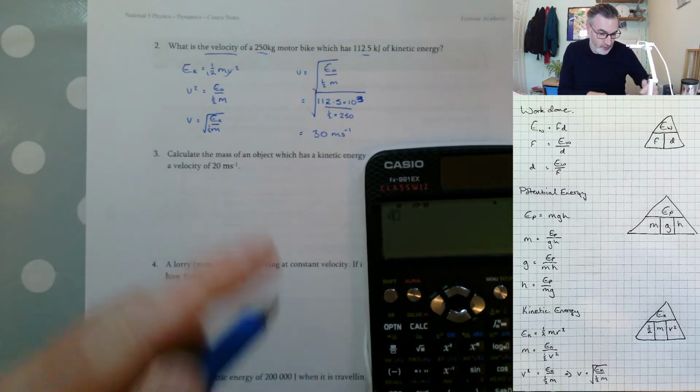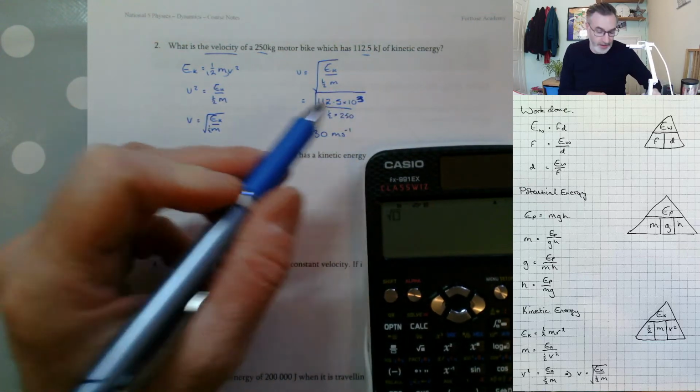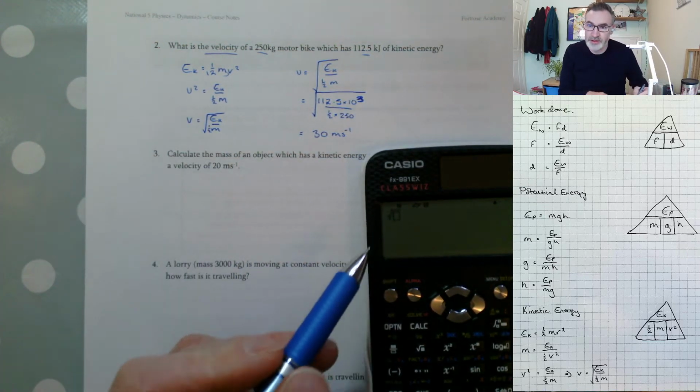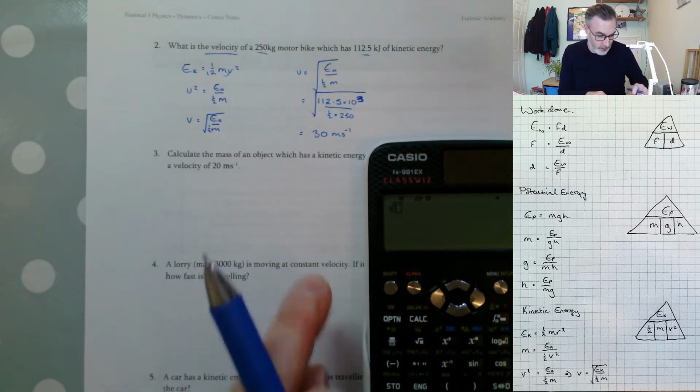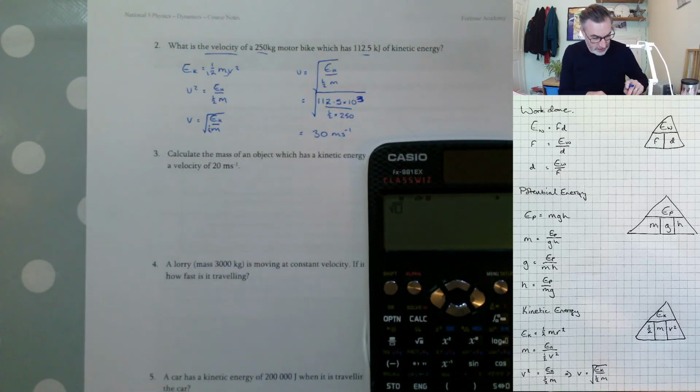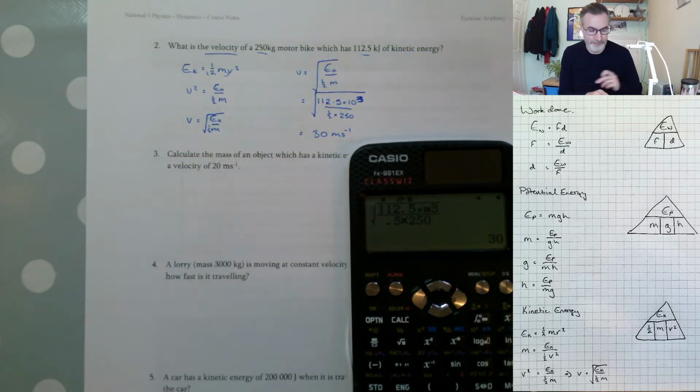But just a word, when you're doing this in the calculator, it's possible to do this all in one. So just start from left to right and work through the equation. So we'll open up square root first, then we're going to have 112.5 times 10 to the power of 3, get it in a fraction, and then beneath you can do 0.5 times 250, you'll get 30. Okay.